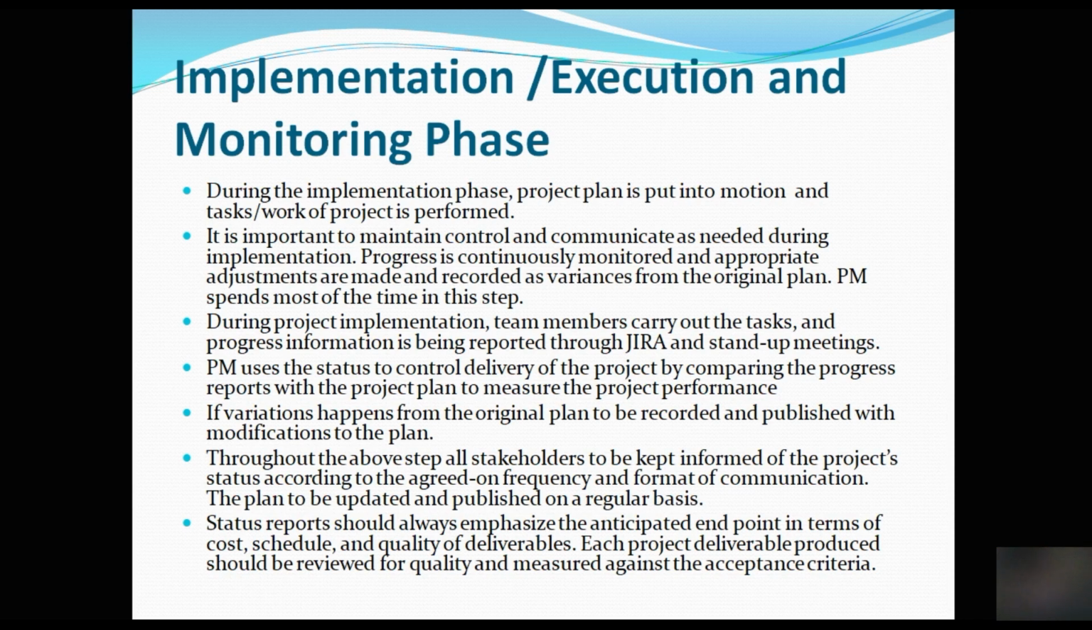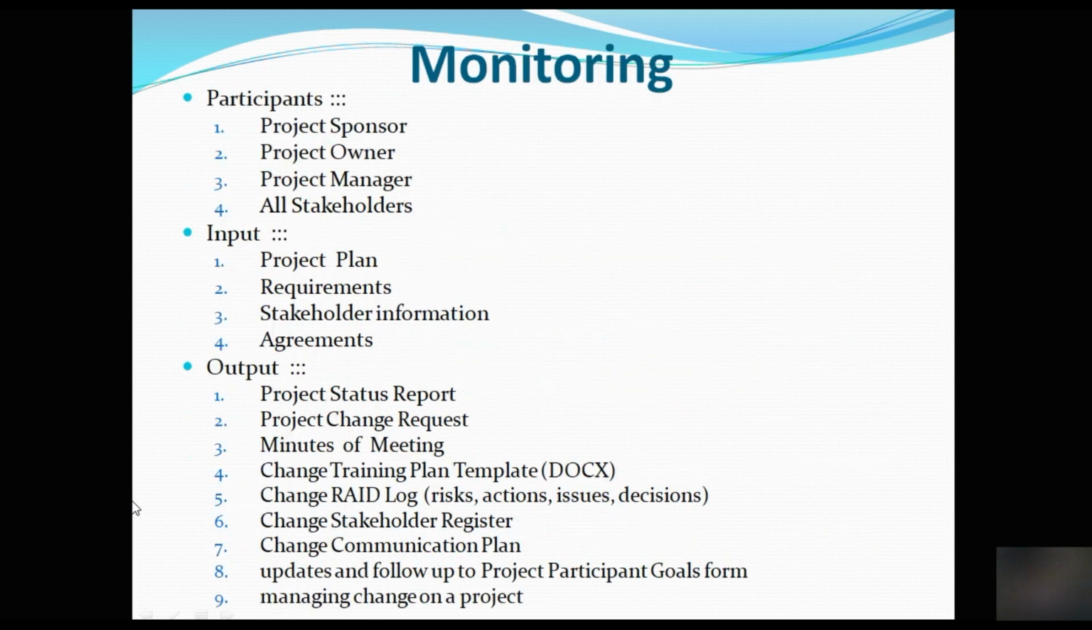The PM uses the status to control delivery of the project by comparing the progress reports with the project plan to measure the project performance. So basically we identify the KPIs, we implement the KPIs, we see the KPIs to check the progress of the project. Status reports and other things, cost, schedule, quality variance, all this stuff helps us identify whether we are on the right track or not. So execution and monitoring go hand in hand.